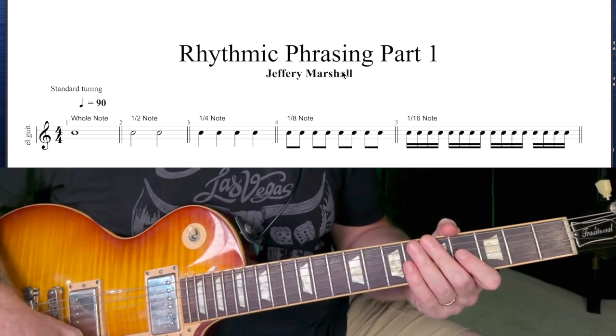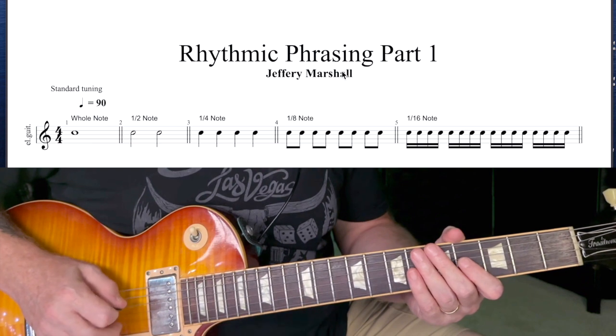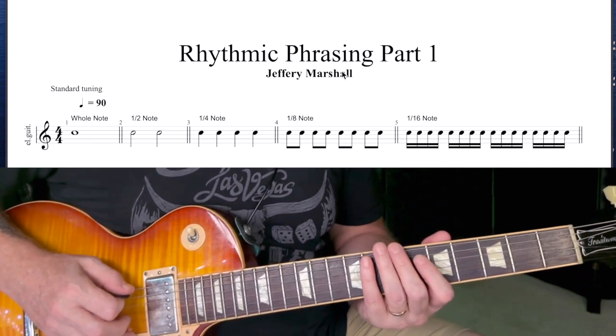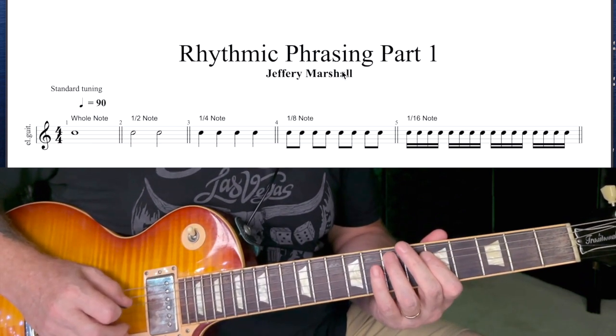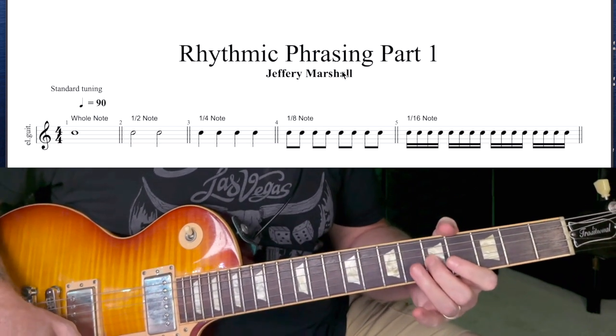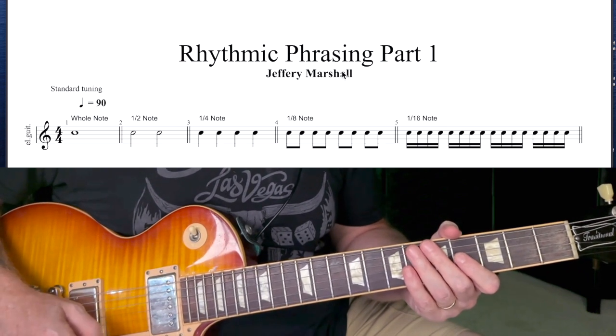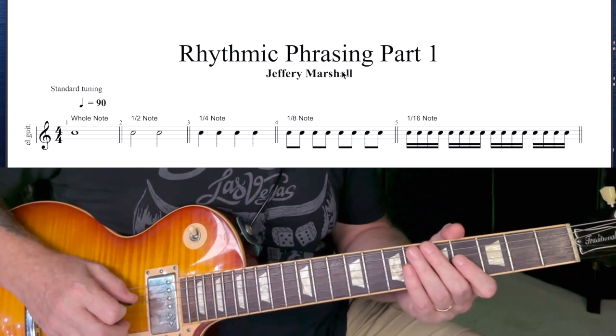Okay, quarter notes is going to be one note on each beat. 1, 2, 3, 4. Simple, all right? Eighth notes are going to be double time. That's going to be 2 notes on each beat. So we'd have.